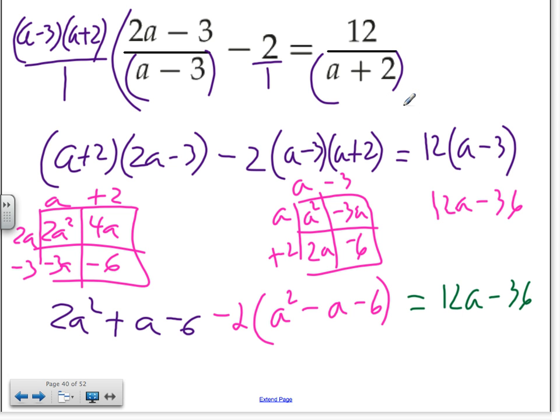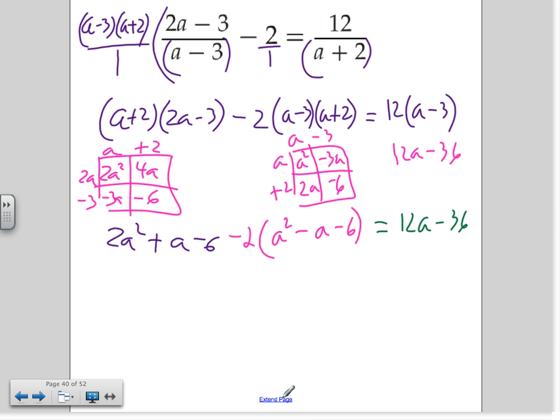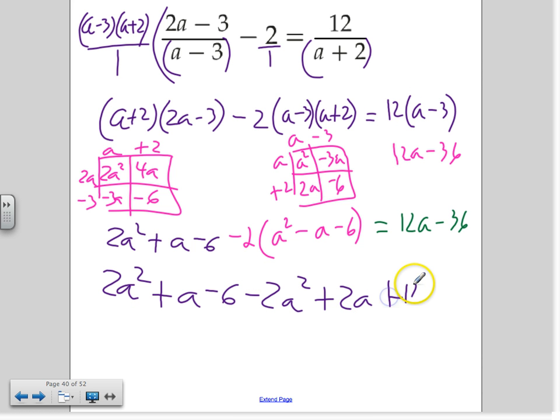Okay? And here though, because there's a negative 2 outside, what do I do with that? Distribute that as well. So the entire problem now looks like this. It looks very intimidating, I have to agree with you. But once I write everything out, it'll look a bit better. Plus 12 equals 12a minus 36.